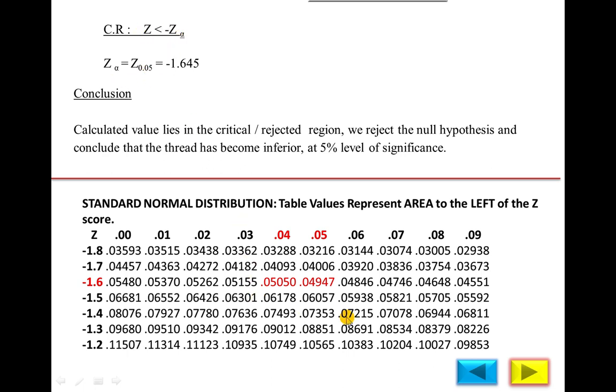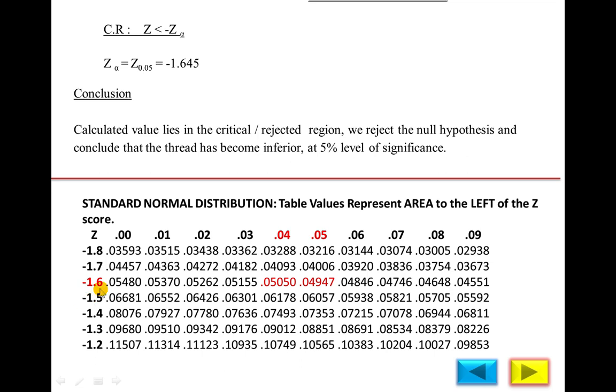This is the normal distribution table. This is the area of the probability. The first row and first column represent the value of z. Find in this area where 0.05 is. This is 0.0505, above this value, and this is less than this value, but both are approximately equal or the same. So you can take minus 1.64 or minus 1.65, or you can take the average of minus 1.64 and minus 1.65. So the average is minus 1.645.